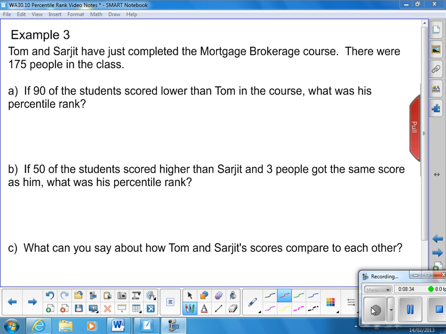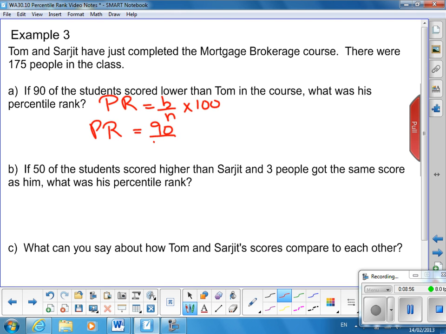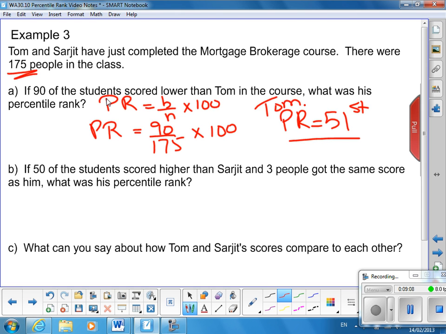Tom and Sarjeet have just completed the mortgage brokers course. There were 175 people in the class. If 90 of the students scored lower than Tom in the course, what was his percentile rank? Well, percentile rank, remember, tells us how many people were below, or ranks you with the people below. So percentile rank equals 90 divided by 175 people in the course times 100. His percentile rank is 51st. That would be Tom.